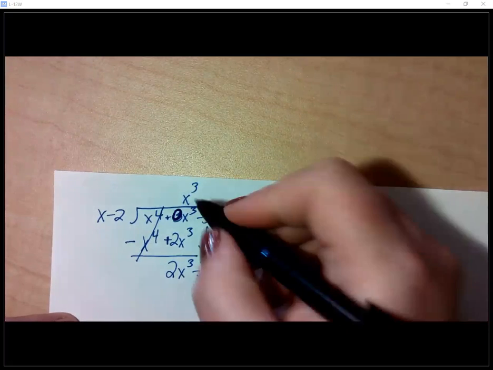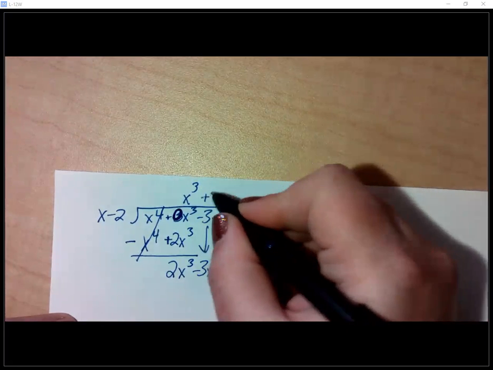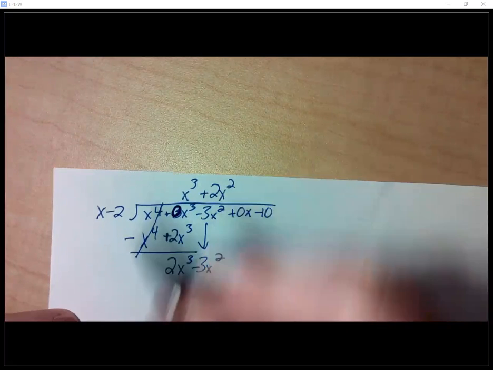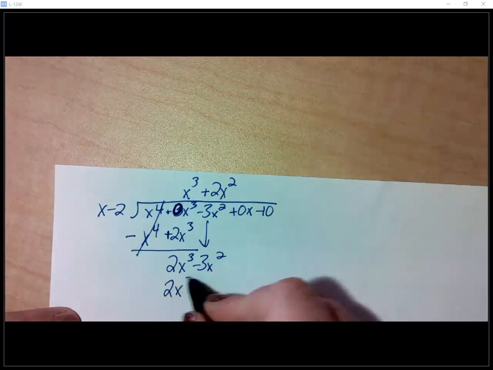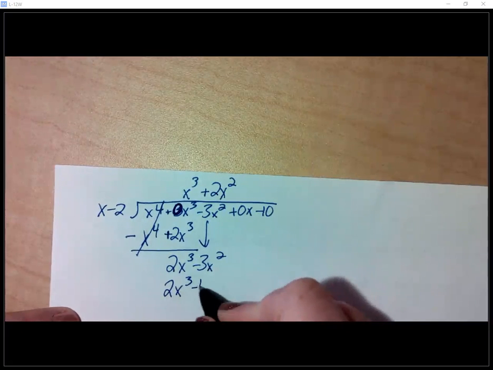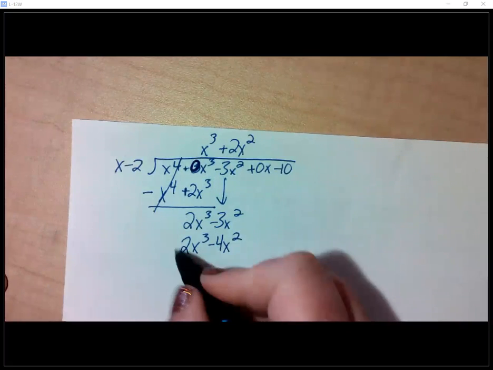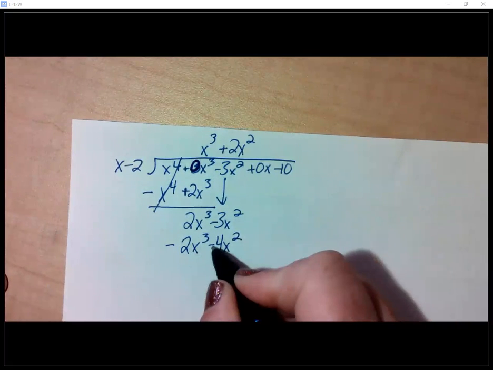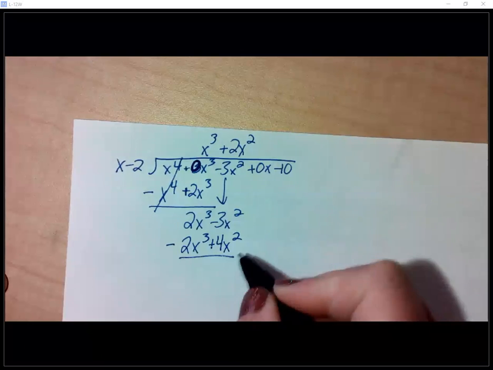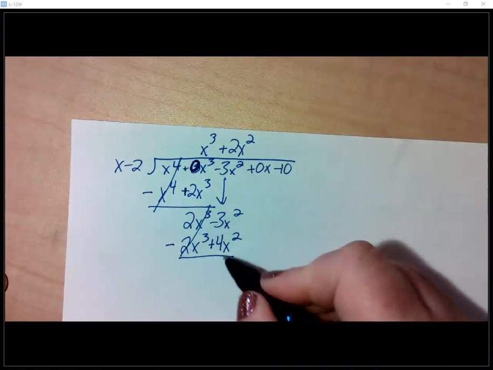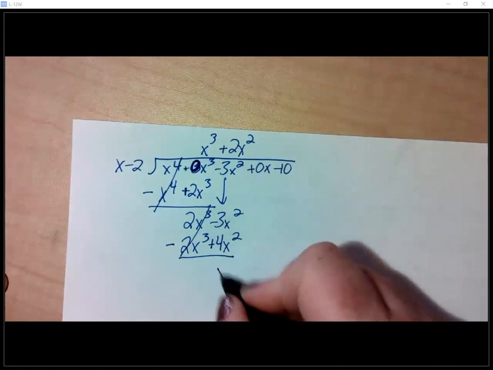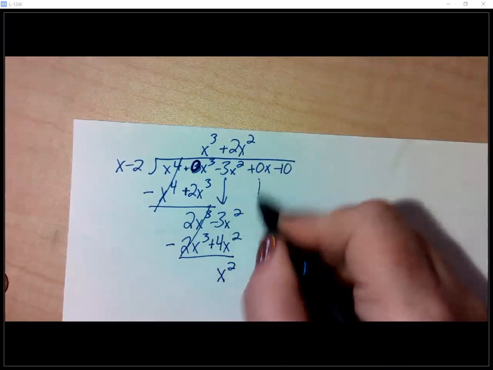2x squared. So up top, I put a positive 2x squared. Multiply it through. 2x cubed minus 4x squared. But then I subtract that whole line. So you're now a minus and you're a minus, so you become a plus because minus a negative is a plus, right? These two, that leaves me with a positive 1x squared. Bring down my next term, plus 0x.